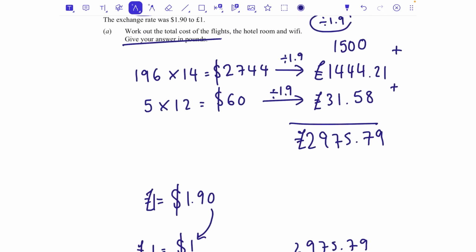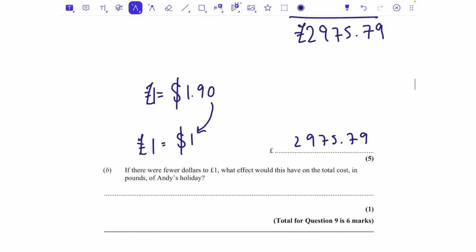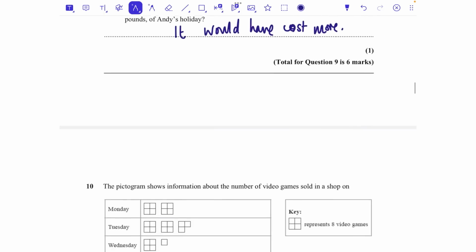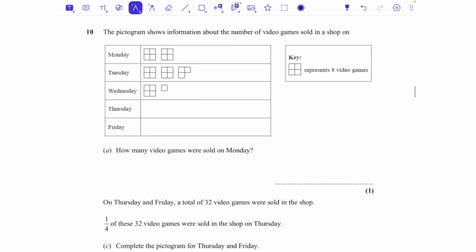Well, what would have happened here? Instead of $60 going to £30, it would have stayed at £60-ish if it wasn't dividing by as much. So we would have been dividing by a smaller number, and dividing by a smaller number would have kept that price higher. So it would have been more expensive. So it would have cost more. But if it doesn't make sense, do what I do. Just think up an example and then do it and think, okay, has that gone up or has that gone down?